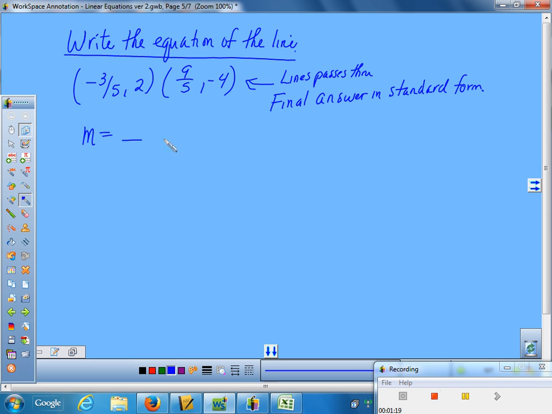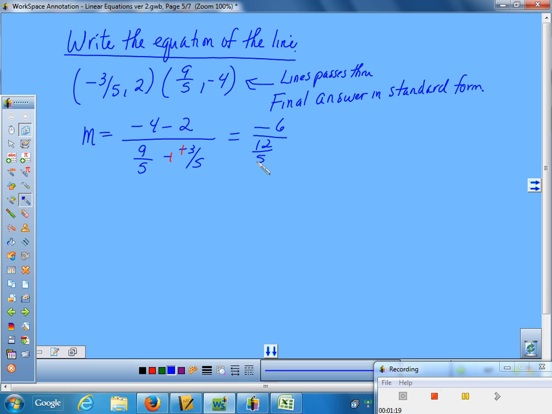Y minus y. Okay, and I'm going to go right minus left here. Negative 4 minus 2, which would be -6. And 9/5 minus negative 3/5, plus 3/5. So yes. So you said -6 over 12/5. All right.